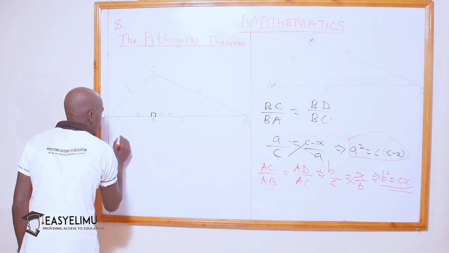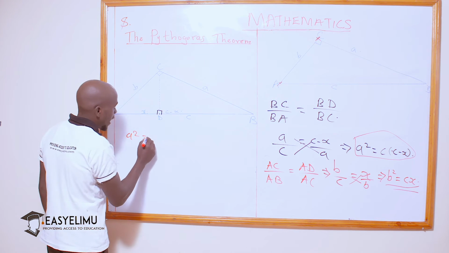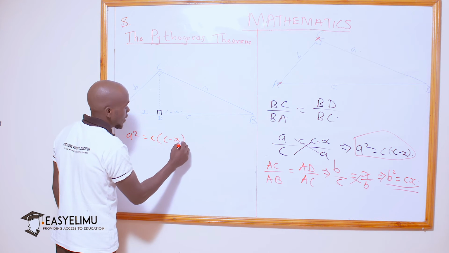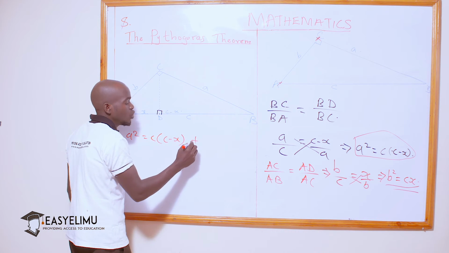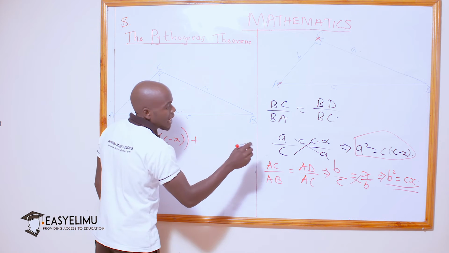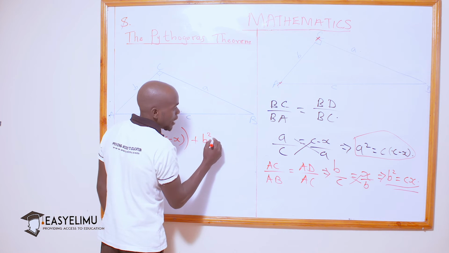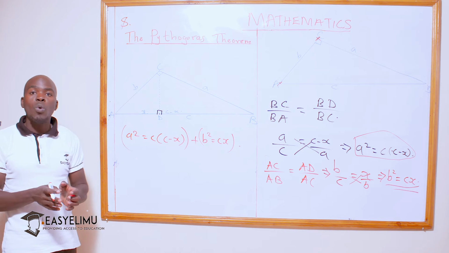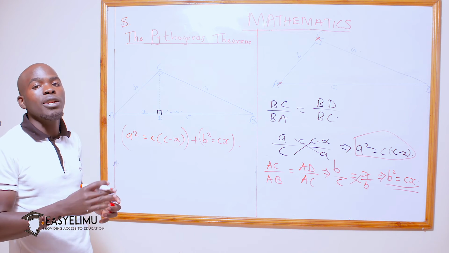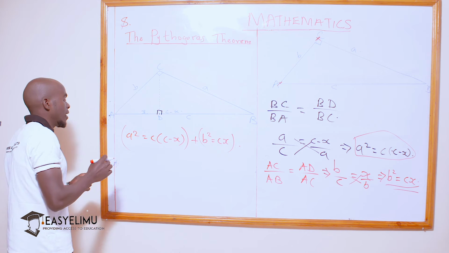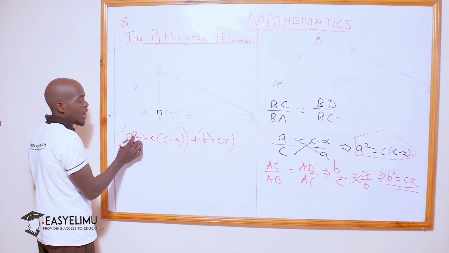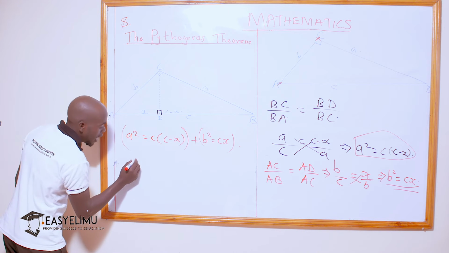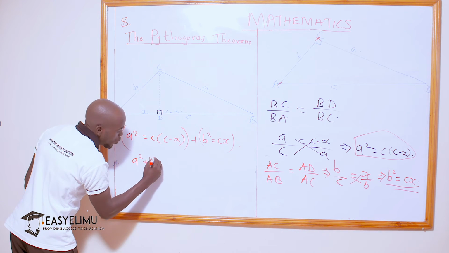That is A squared. So we are going to take A squared, which is equal to C minus X, and then we shall add the next, which is B squared equals CX. On adding this, we shall take those on one side and add them, and the other on the right hand side, we add them together. For this case, we are going to take A squared, which is on the left hand side of the equal sign, we add B squared, and we shall have A squared plus B squared.